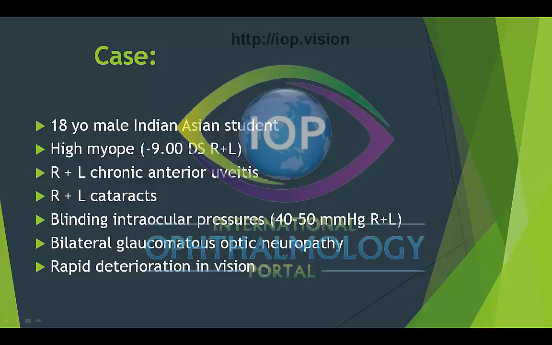When he came to see us at the age of 18, he had bilateral cataracts, bilateral pressures varying between 40 and 50 millimeters of mercury, bilateral chronic anterior uveitis, bilateral optic neuropathy, and over the few months before he'd seen us, he'd experienced a rapid reduction in his vision.